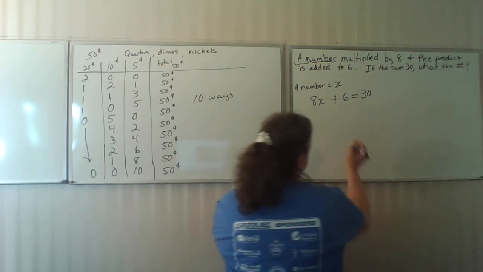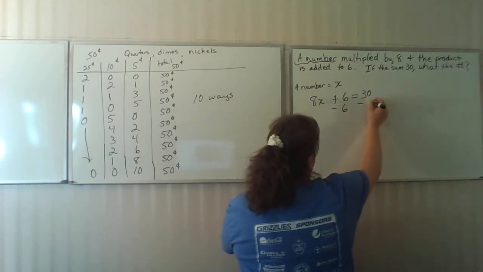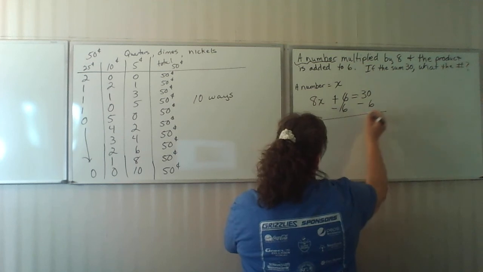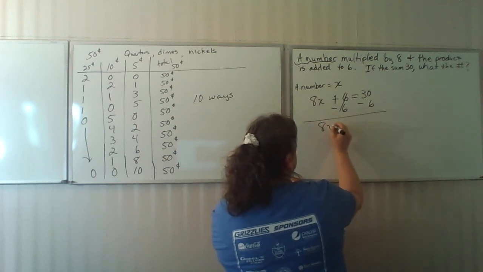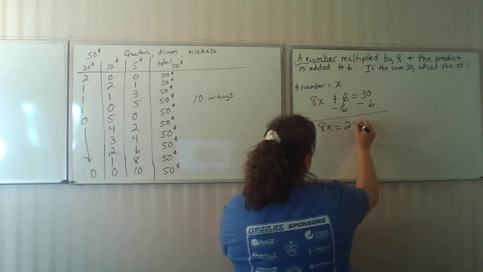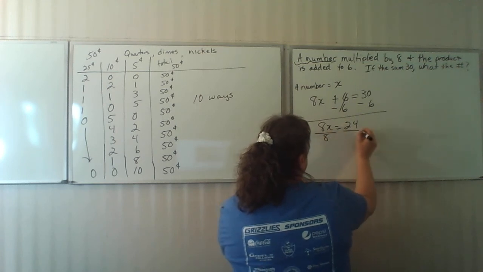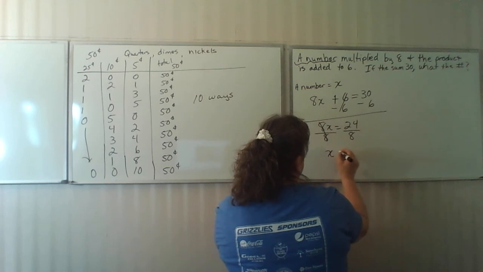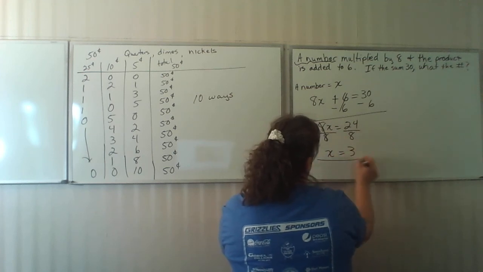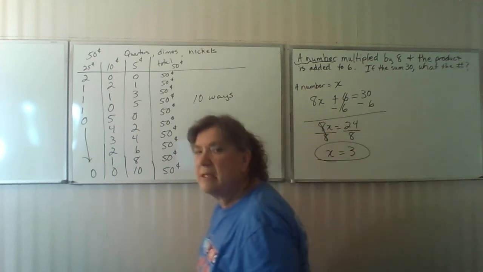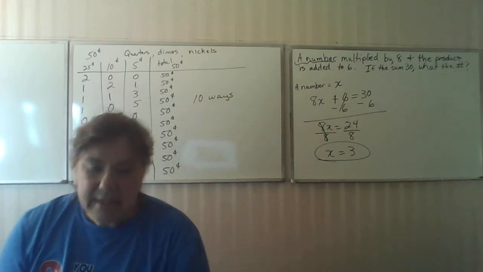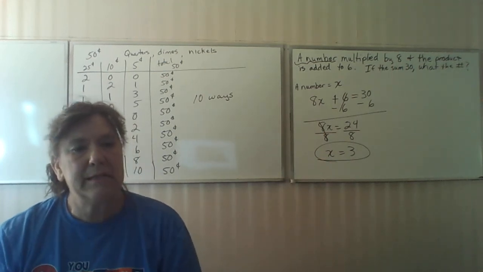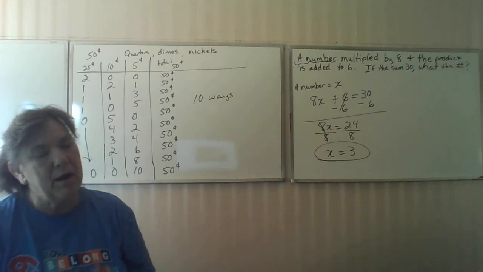Okay, so now we're going to solve. First of all, subtract your 6 from both sides. You get 8x is equal to 24. And then divide by your 8 to undo your multiplication. And that means x equals 3. So your number is 3. So you can see there's a lot of different ways to solve these problems.